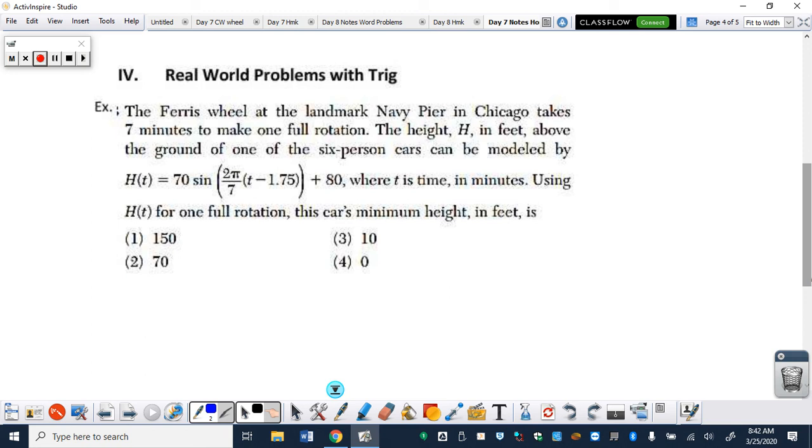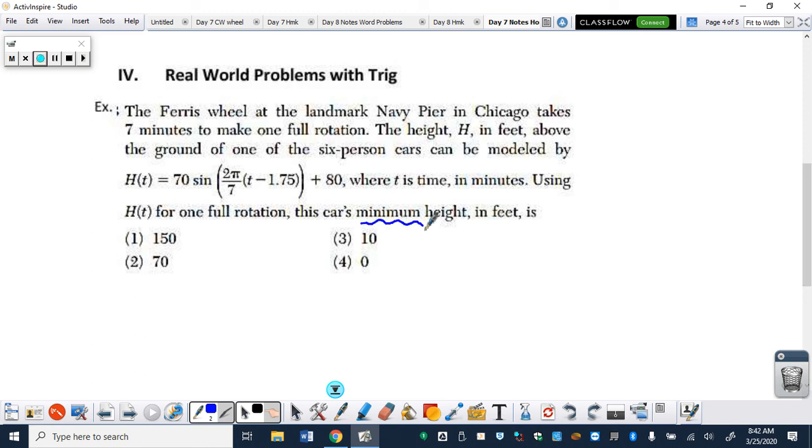The Ferris wheel at the landmark Navy Pier in Chicago takes 7 minutes to make one full rotation. The height h in feet above the ground of one of the 6-person cars can be modeled by the following equation, where t is time in minutes. Using h of t for one full rotation, the car's minimum height in feet is.